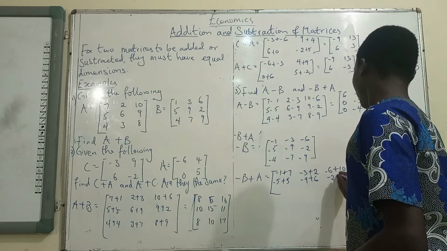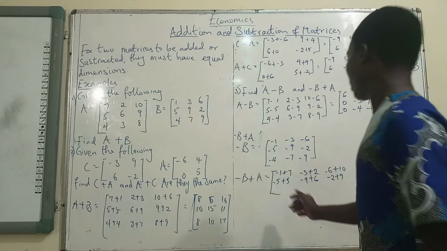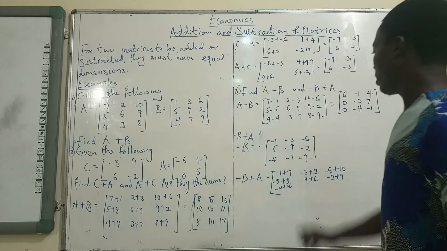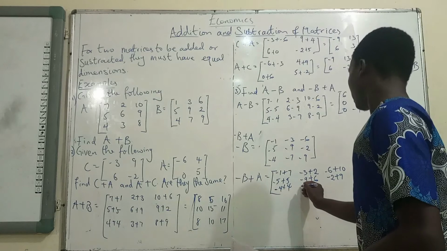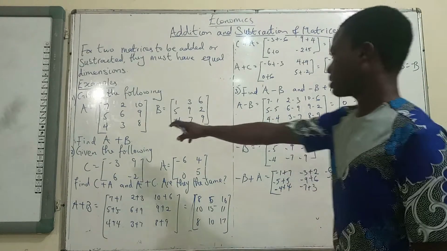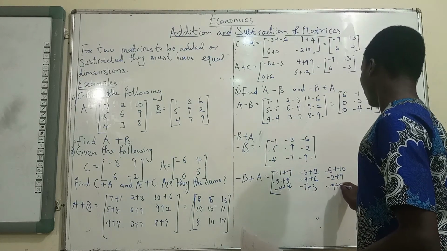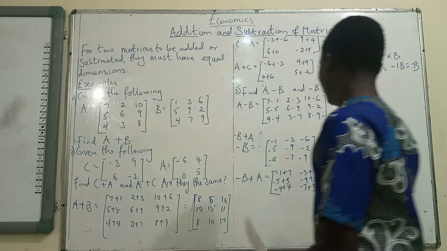So it's just very simple. Matrices are very simple. Then minus 4 plus 4, minus 7 plus 3, and minus 9 plus 8. So we are done that way, and let's see what we are going to get.